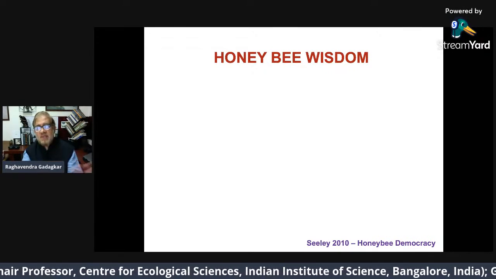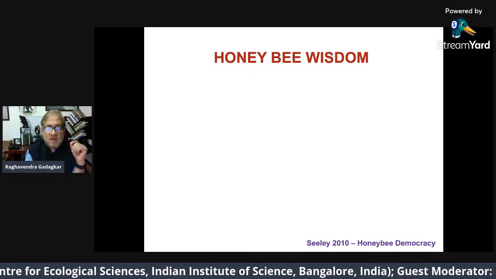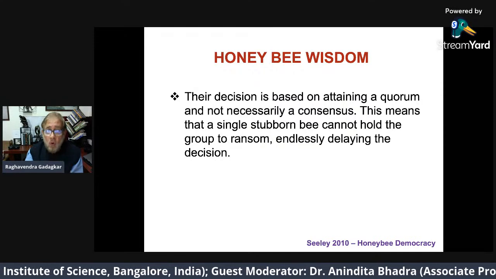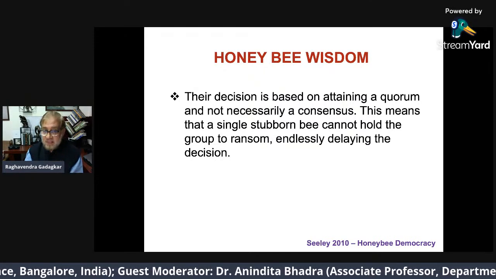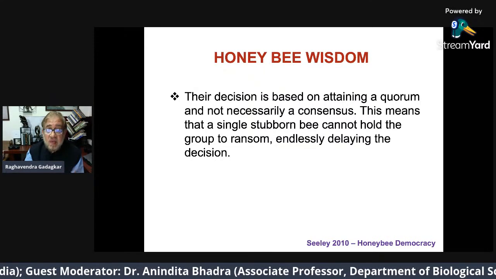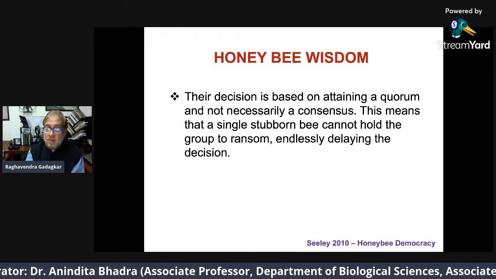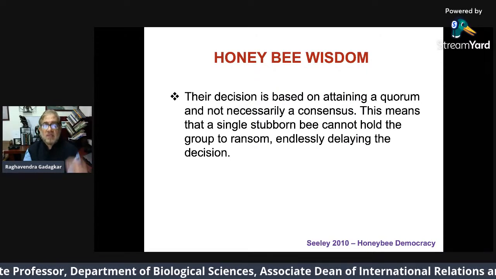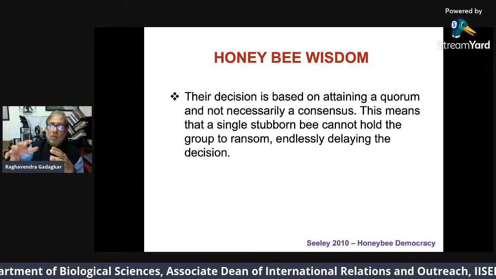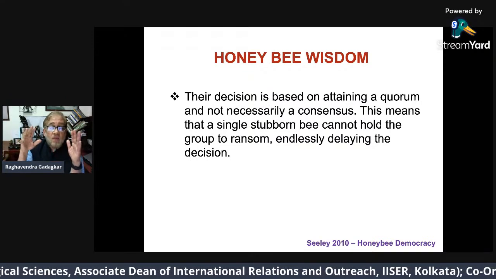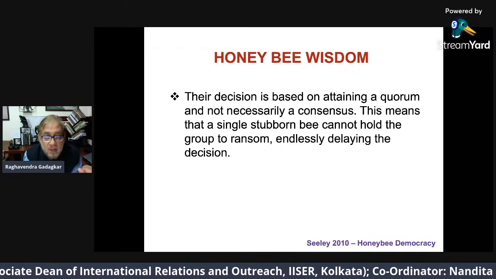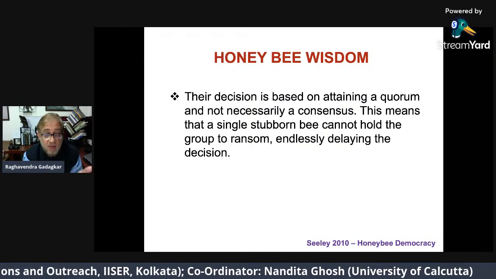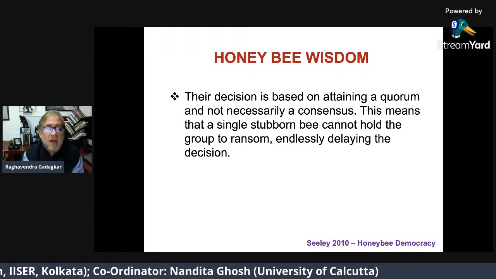So Thomas Seeley has extracted the honeybee wisdom and he says it in this language. Their decision is based on attaining a quorum and not necessarily a consensus. This means that a single stubborn bee cannot hold the group to ransom, endlessly delaying the decision. So the first wisdom is they don't wait for total consensus. They want a quorum. Once the majority agree, then the ones who don't agree just quit the race and do not continue to insist.